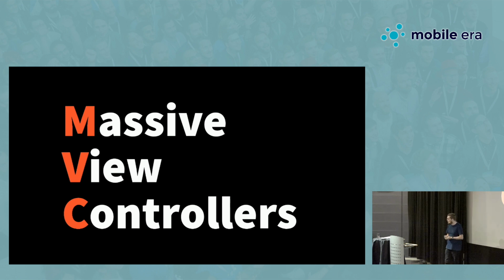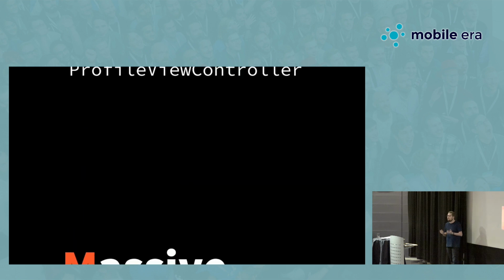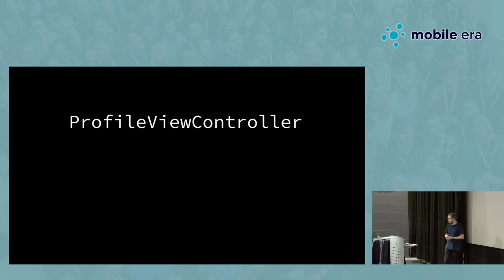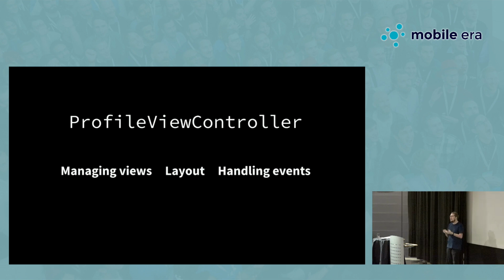So why is that? Well, if we think about it again, if we have this profile view controller that we wrote before, the implementation that you saw earlier was extremely simple. It just had one header view, we just assigned some properties on it, and that was it. So we might start out simple with each of our view controllers and have really good intentions. Our view controller might just be managing views and doing some layout and maybe handling some events from the user.